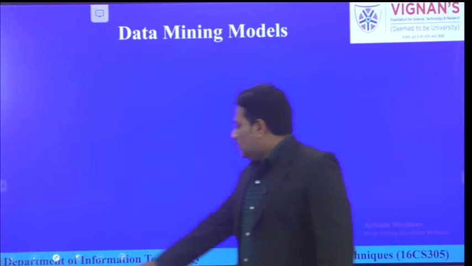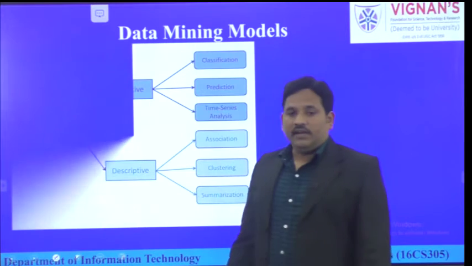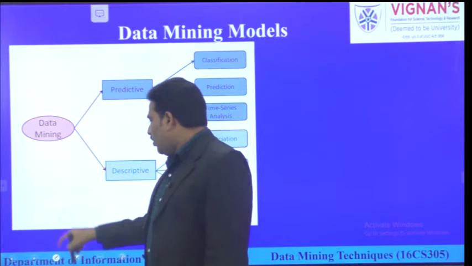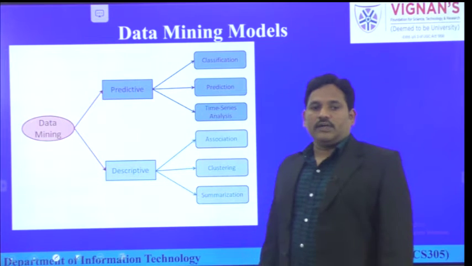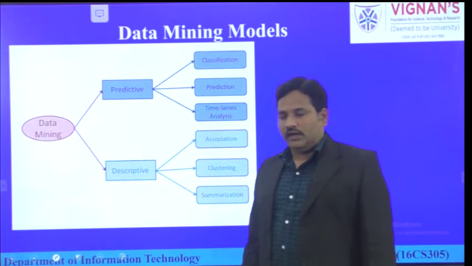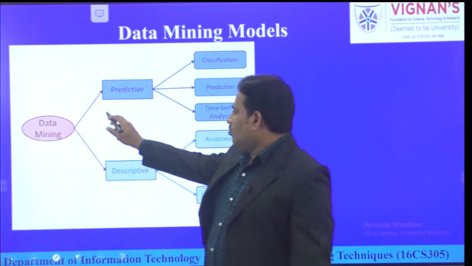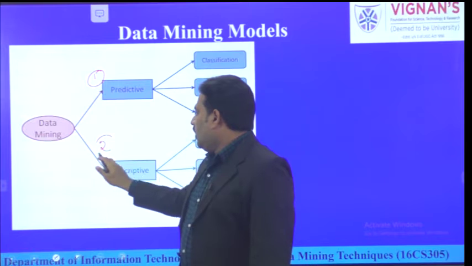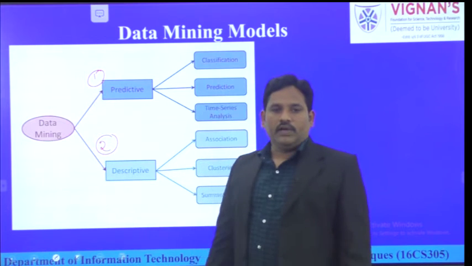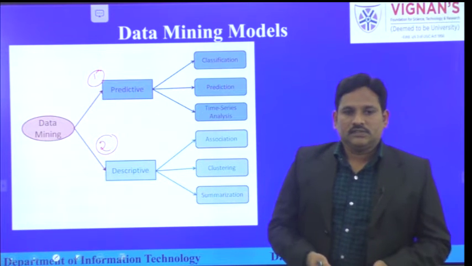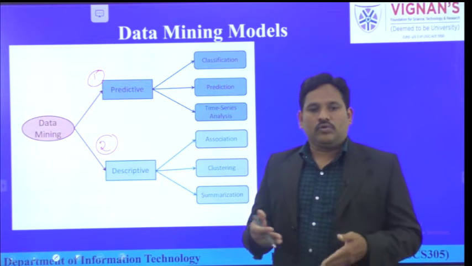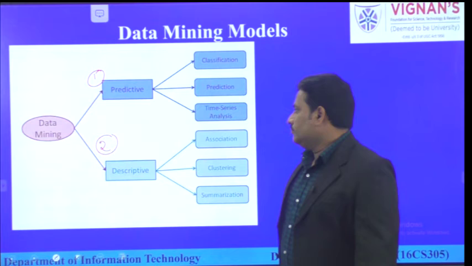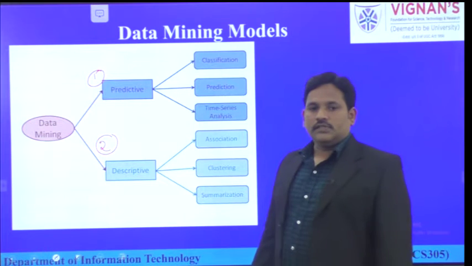And we will see what the various data mining models are. Just now we have seen model as one of the characteristics. In this model characteristic, what are the different types of data mining models we can generate in real-time applications? Data mining models are broadly classified into two categories, based on the activity or task or the type of operation that we want to apply. They are predictive modeling and descriptive modeling.